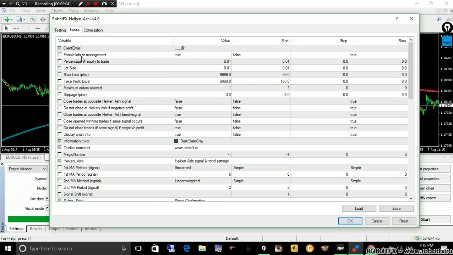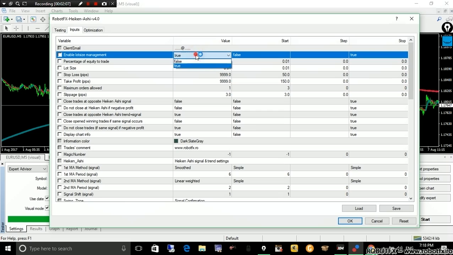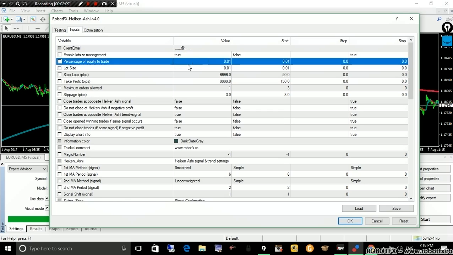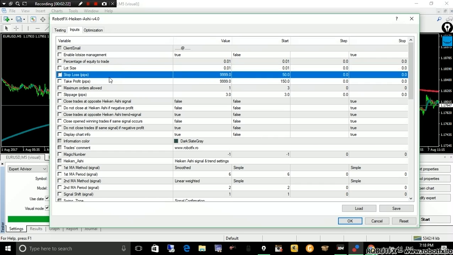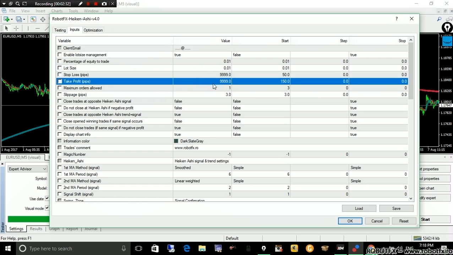I have enable lot size management set to true, which means that for the Expert Advisor, the lot size is a percentage of the equity, which is 0.01. Otherwise, the Expert Advisor will use the fixed lot size set in the next box. I'm not using a stop loss nor a take profit, and I will explain why. I can set this just to 0, but I guess I got used to 9,999, which is almost the same. So I will explain why.